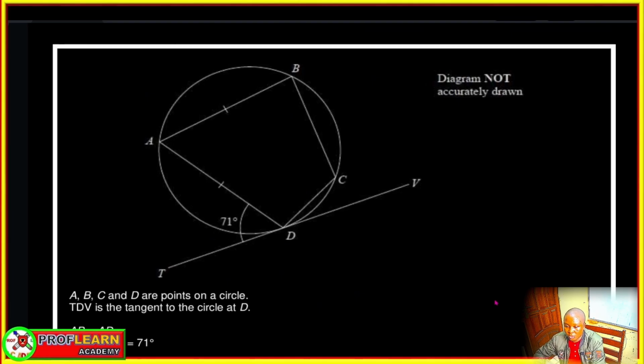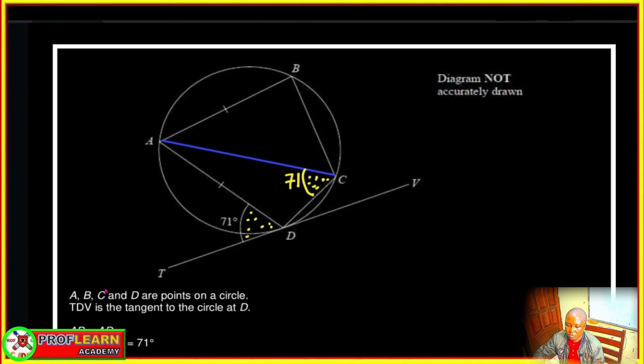Another question that you can be asked is a question to do with circle theorems. Here we have angles in alternate segments. Angles in alternate segments are equal. So this angle is alternate with that. Also, we can draw a straight line joining B to D.